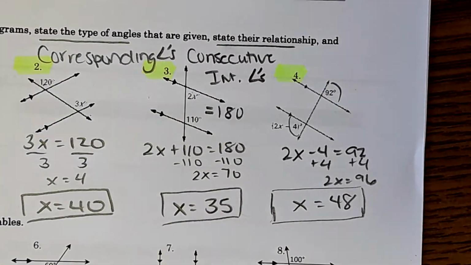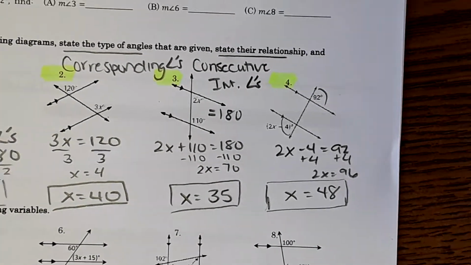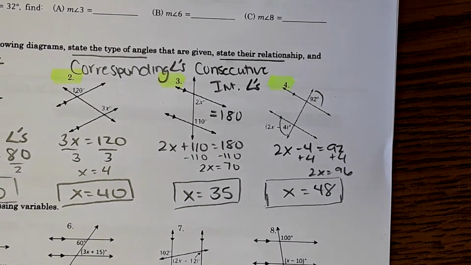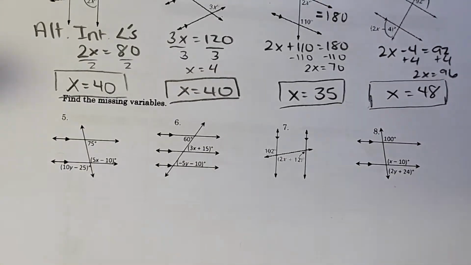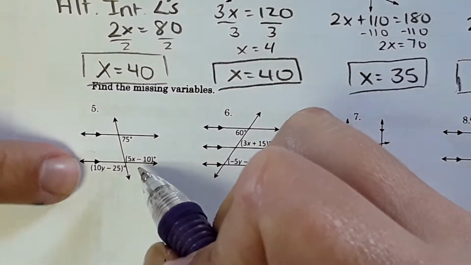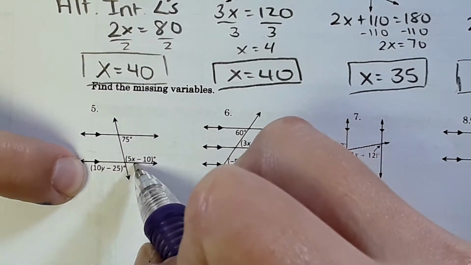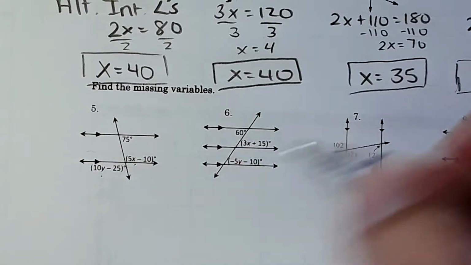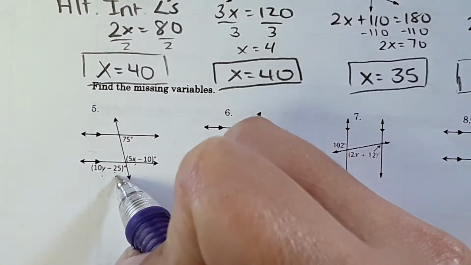Okay, while we're in this vicinity of the paper, we're going to go back and do the easy stuff in a second. Right down here, we're going to continue solving. These get a little bit more intricate. If you look at number 5, notice you have an x variable and a y. You may want to set those equal because they are vertical angles.